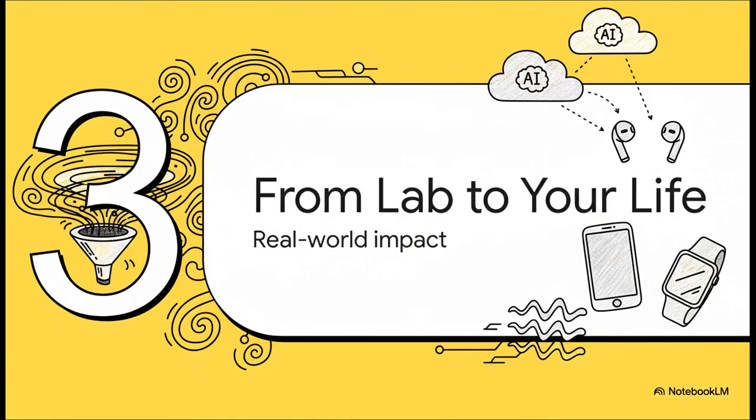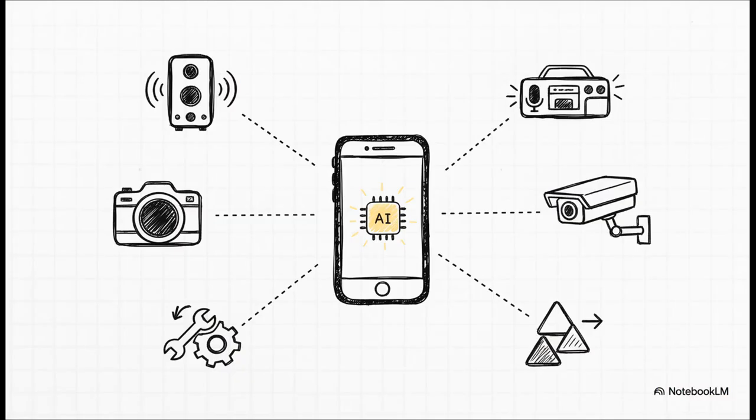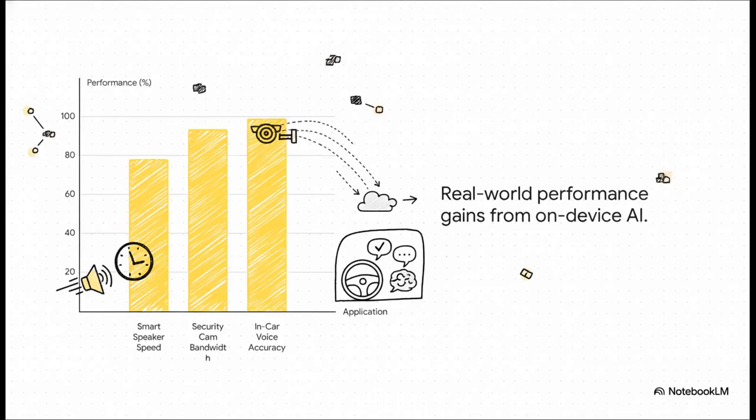Okay, so we've seen the how, now for the really important part, the so what. How do these incredible shrinking techniques actually pop up in the gadgets and services that we use every single day? Well, the short answer is pretty much everywhere. That smart speaker that gets your answer in a snap, the camera on your phone that makes every photo look perfect, the voice commands in your car, all of those rely on these compressed, on-device AI models to be fast, private, and super efficient.